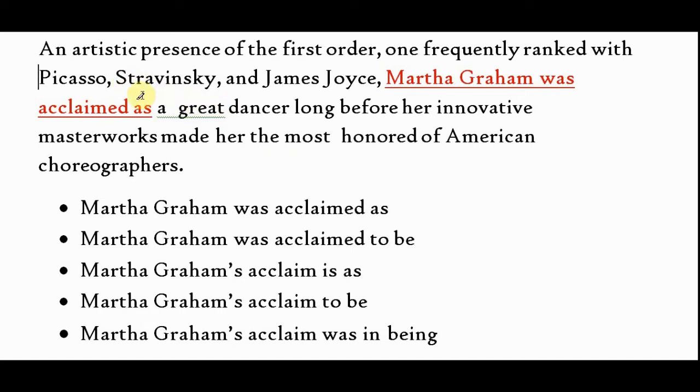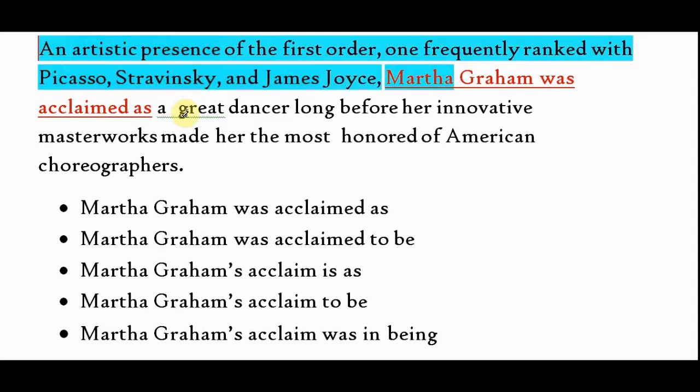So first of all, just glance at it and try to get what the intended meaning is, what it wants to convey. It says, an artistic presence of the first order, one frequently ranked with Picasso, Stravinsky, and James Joyce, Martha Graham. So what it wants to say is artistic presence, and ranking with these three. It means what person can be ranked with someone, right? So Martha is the correct noun to modify this modifier.